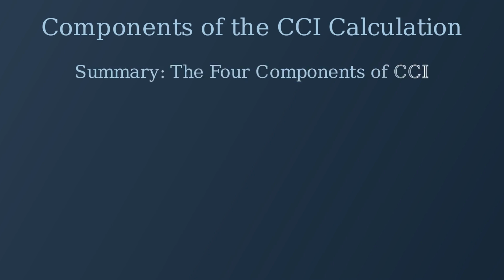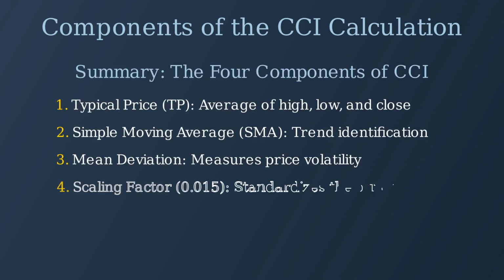To summarize, the CCI calculation requires 4 key components: the typical price, which provides a balanced view of price action, the simple moving average, which identifies the trend, the mean deviation, which measures volatility, and the scaling factor, which standardizes the output range.